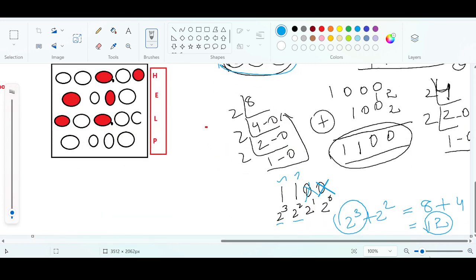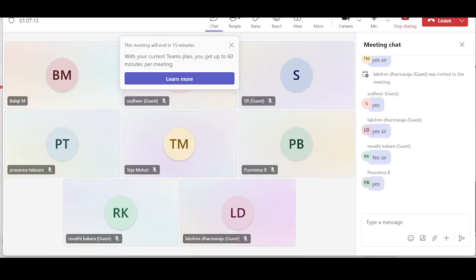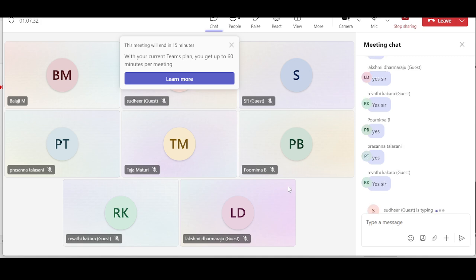Able to follow, everyone? Why is the binary system very important? Because these things are very important to understand the primitive data types. Are you able to follow? Or do you want me to present it in a different way? Yes or no? Someone has escaped. Huh? Dinesh is not here.